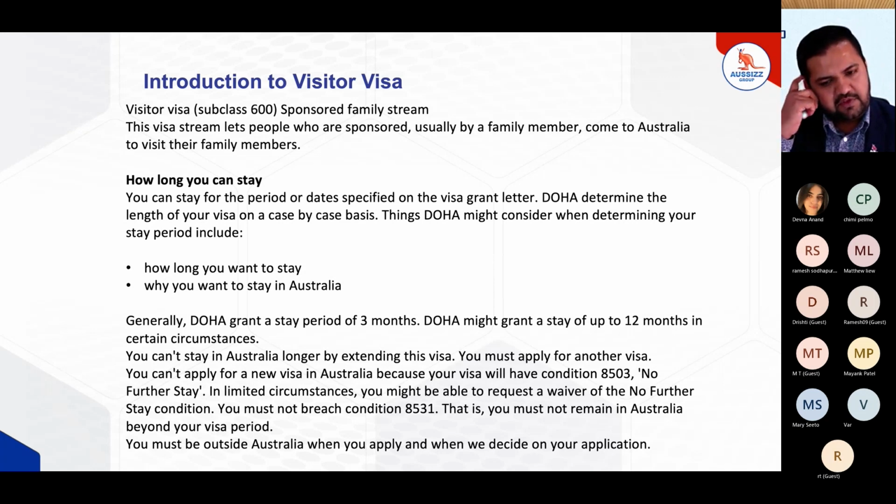But if the visa is expiring, then they don't have any other option, because under this particular stream, the sponsored family stream, there will be a condition of no further stay. So you'll have 8503 no matter if it's a 3 month or 12 month visa, and you won't be able to apply for the waiver in most cases.